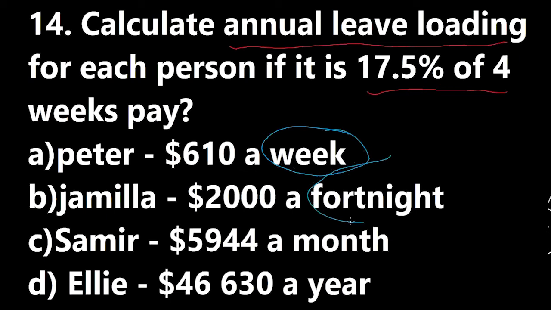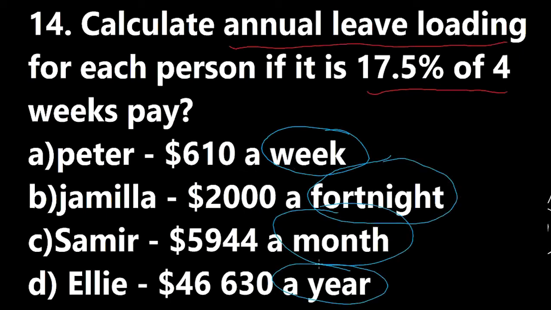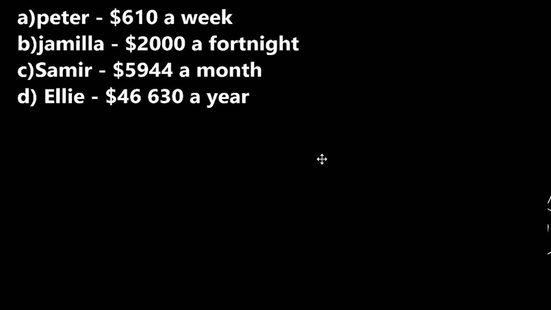So I can also see here that they've given different formats. They've given a weekly pay, a fortnightly pay, a monthly pay, and a yearly salary. So we're just going to have to convert these into weekly, times them by 4 to get the 4 weeks' pay, and then just get that 17.5%.